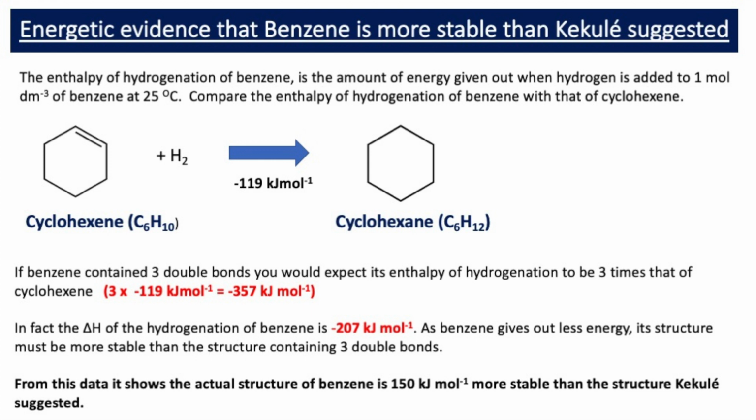And how much more stable is it? Well, the difference between the experimental value and the theoretical value is 150 kilojoules. The actual structure of benzene is 150 kilojoules, roughly on average, more stable than Kekulé suggested. Now later in this video we're going to discuss the reason why it's more stable, and that's why we have a new bonding model that's different to the Kekulé model, which explains why benzene has this extra stability, this extra 150 kilojoules worth of stability.